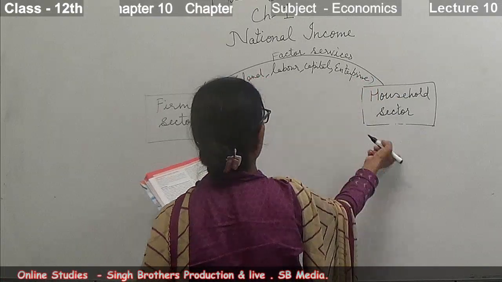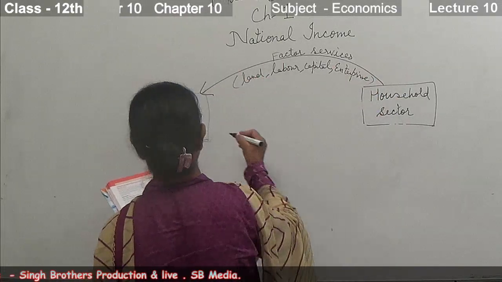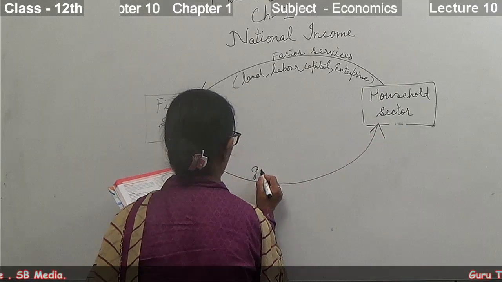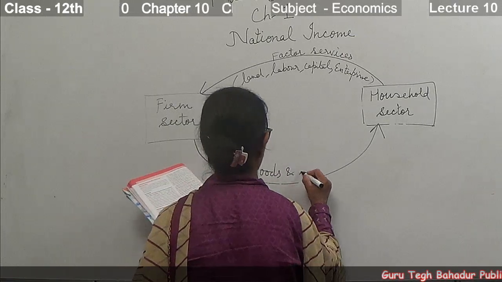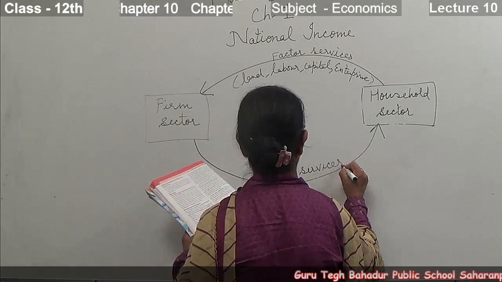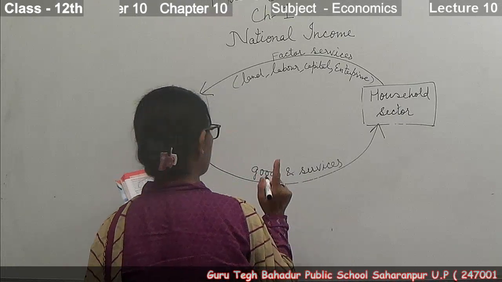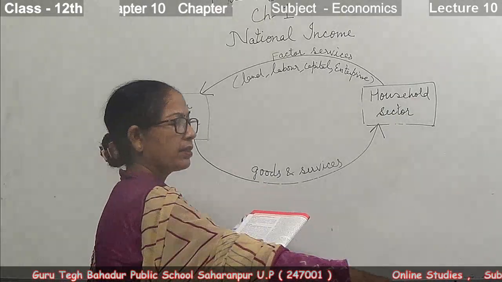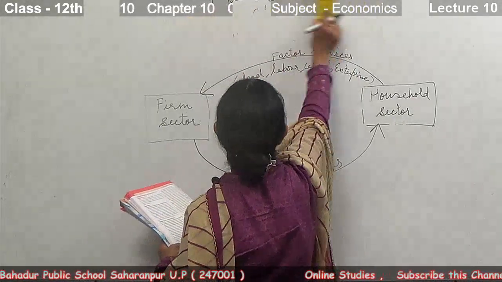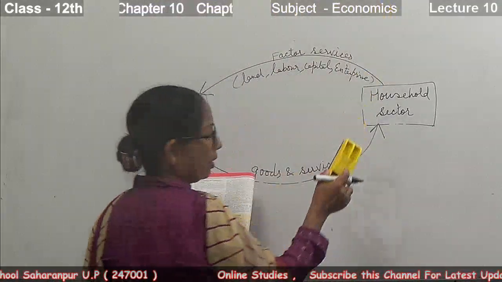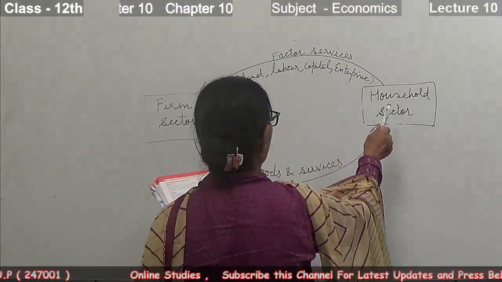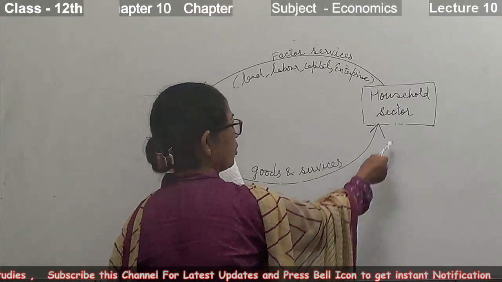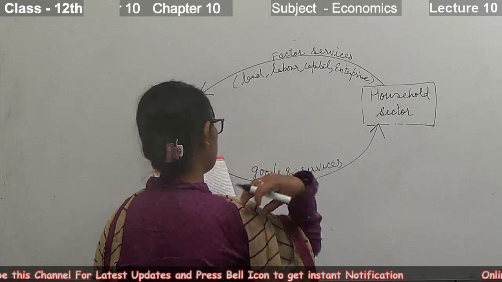ये 4 सर्विसेज हाउस होल्ड सेक्टर फर्म सेक्टर को दे रहा है, और फर्म उसकी हेल्प से प्रोड्यूस करके गुड्स और सर्विसेज हाउस होल्ड सेक्टर को दे रहा है, गुड्स एंड सर्विसेज. This is real flow because it is only showing flow of goods and services. Now money flow. हाउस होल्ड सेक्टर ने अपनी फैक्टर सर्विसेज दी, फर्म सेक्टर ने गुड्स और सर्विसेज प्रोड्यूस करके हाउस होल्ड सेक्टर को दिए. दिस इज रियल फ्लो.